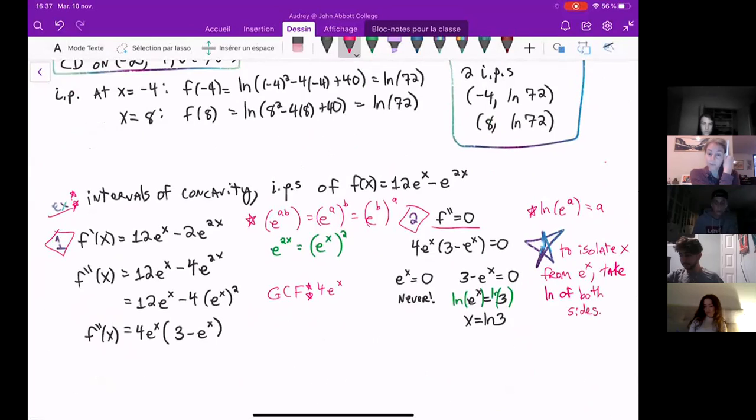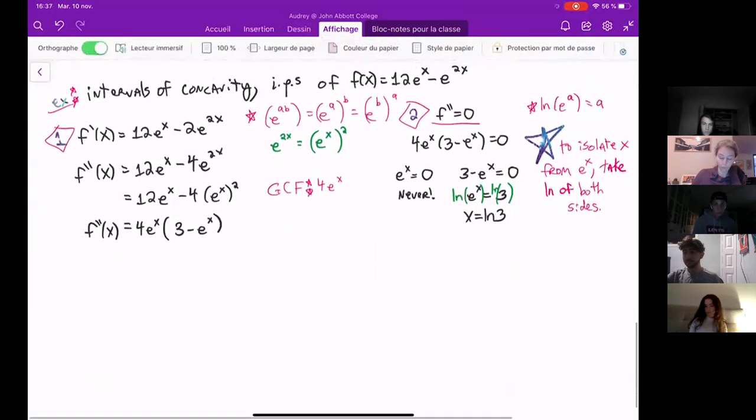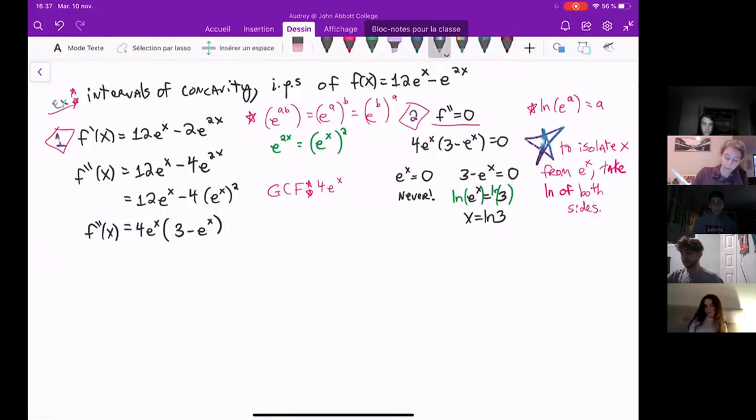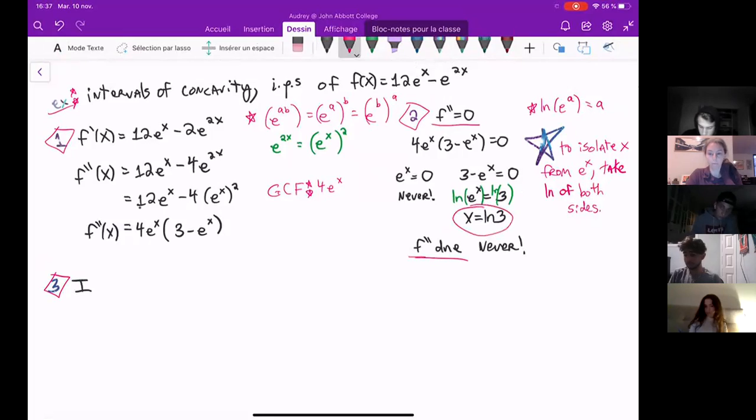Okay, so to isolate x from e to the x, we want to take ln of both sides and get x is equal to ln 3. And now we're going to set up our intervals. Actually, I forgot to write this part, my bad. Does f double prime ever not exist? No. So here we can just say never, and we only got one point, x is equal to ln 3.